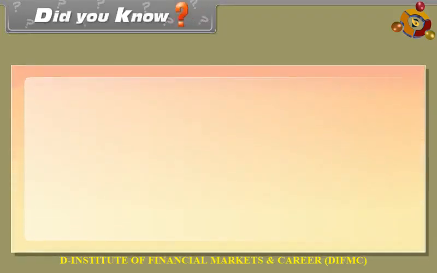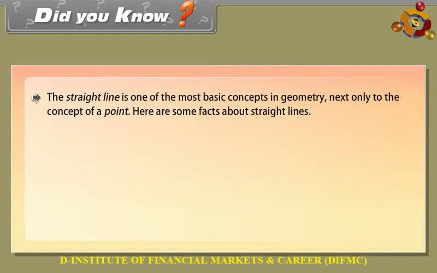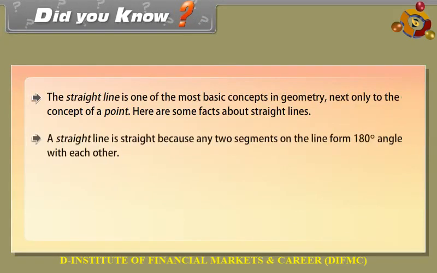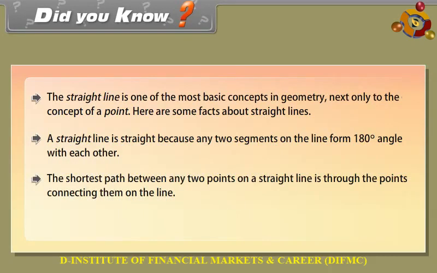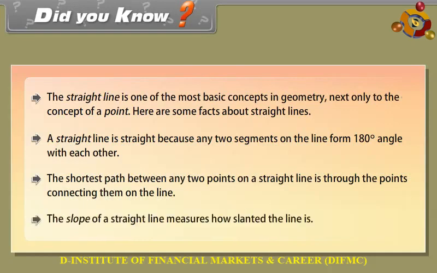Did you know? The straight line is one of the most basic concepts in geometry, next only to the concept of a point. Here are some facts about straight lines. A straight line is straight because any 2 segments on the line form a 180 degrees angle with each other. The shortest path between any 2 points is through the points connecting them on the line. The slope of a straight line measures how slanted the line is.